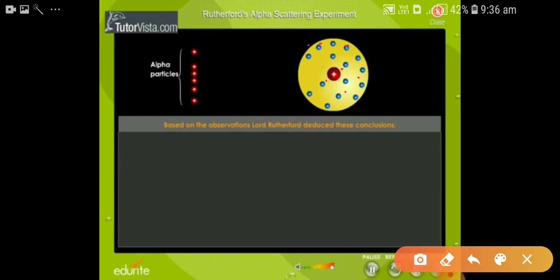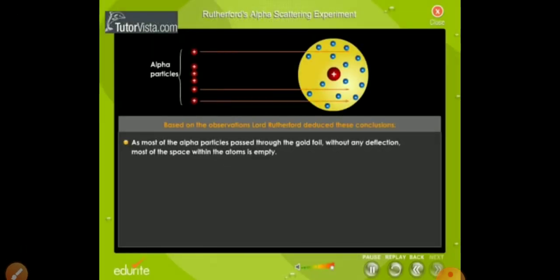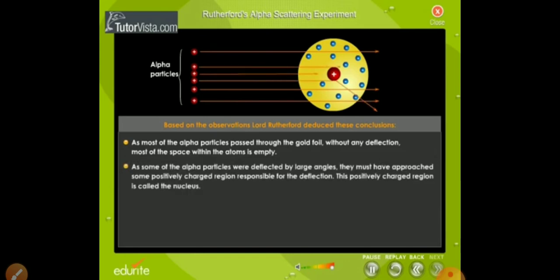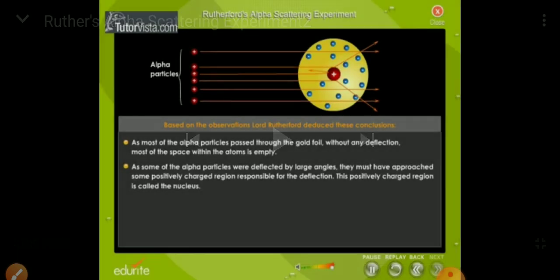Suppose this alpha particle is moving straight. It means they don't have an obstacle. Some alpha particles do not move straight. Those deflected with a small angle mean there is some obstacle in the path. So these are the observations.